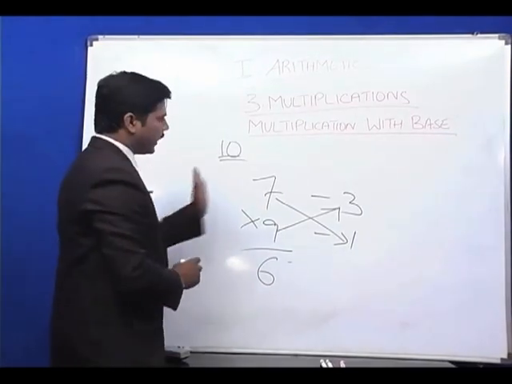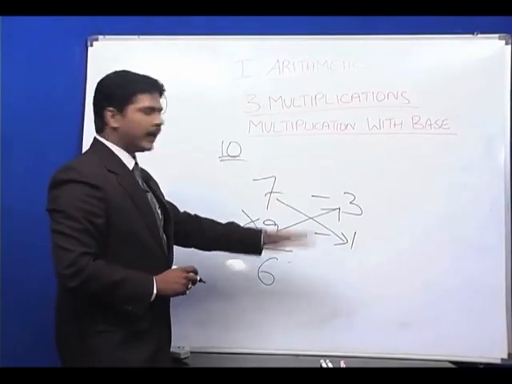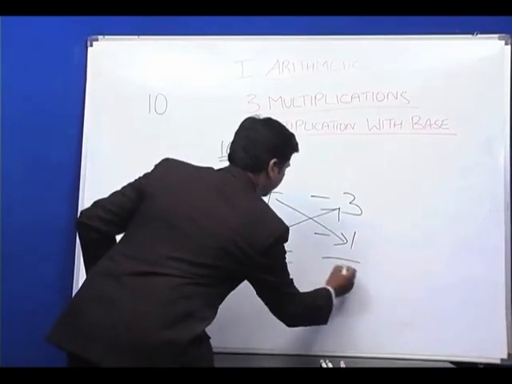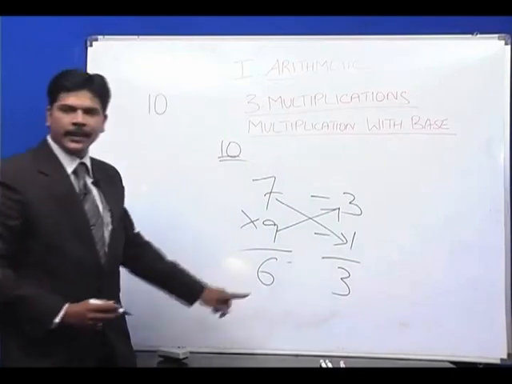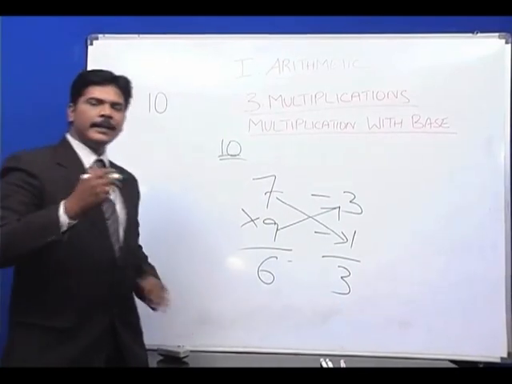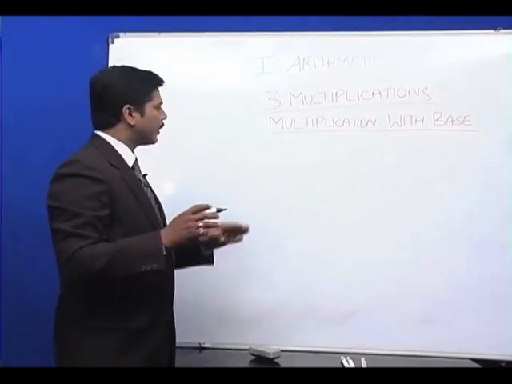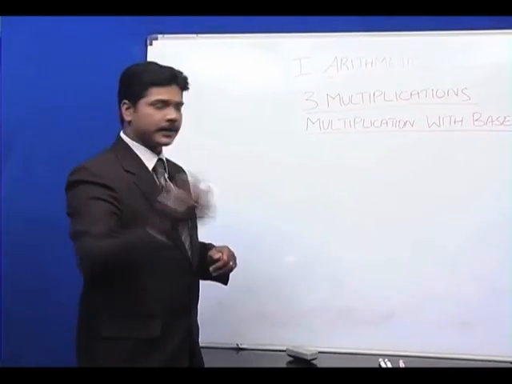Now to get the RHS number, simply multiply the complements. 3 times 1 is 3. So 7 nines are 63. Is it right? Okay, now let's extend this to even bigger numbers.